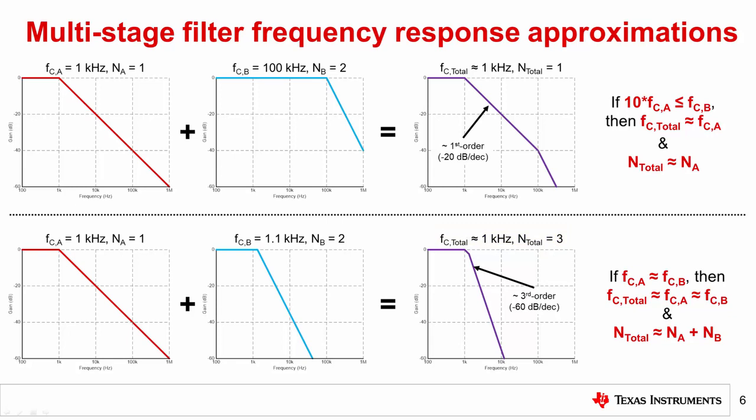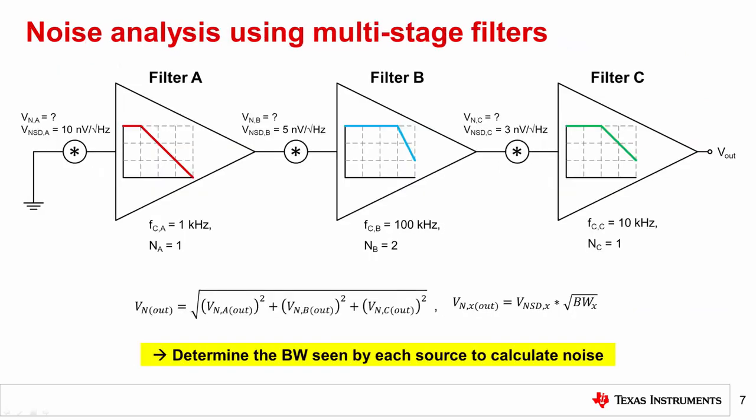Now that you understand when and why these approximations are valid, as well as how to calculate the noise bandwidth of a low-pass filter, let's apply these principles to a design example. Shown here are 3 arbitrary filter responses and 3 arbitrary noise sources. These components could represent any part of the typical signal chain discussed earlier in this presentation, such as the EMI filter, the gain amplifier, and the anti-aliasing filter.